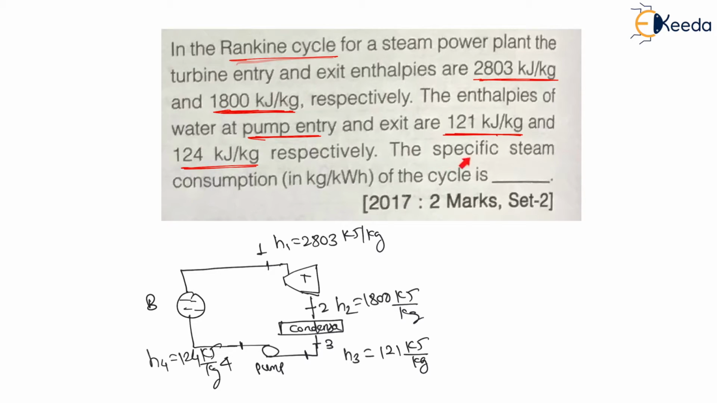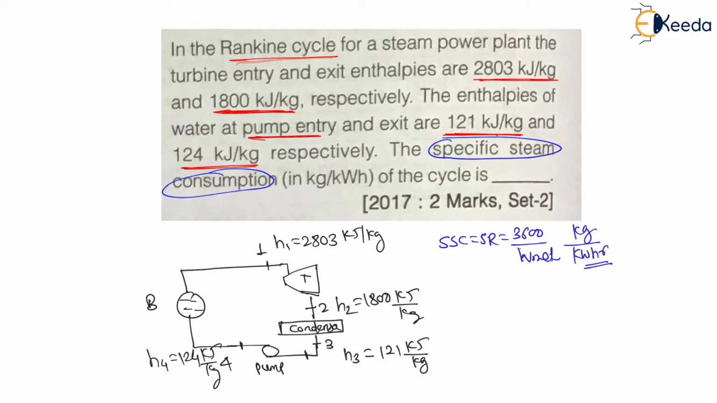Now the question is to find the specific steam consumption in kg per kilowatt hour of the cycle. The specific steam consumption is nothing but the steam rate. Specific steam consumption is also called steam rate, SR, which is nothing but 3600 divided by W net, and the unit of this equation is kg per kilowatt hour. So here our target is to find W net. From this we can calculate specific steam consumption.